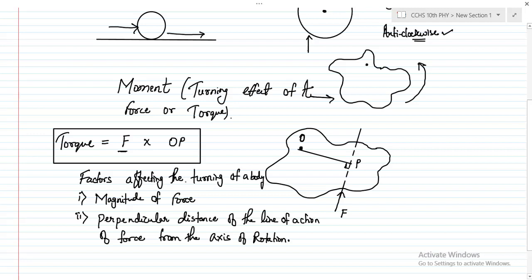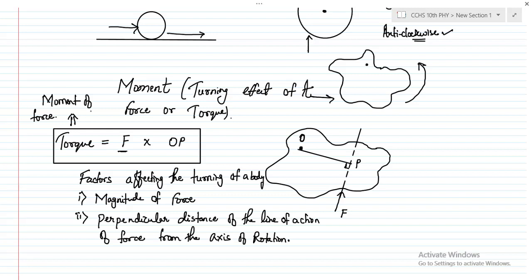And this product is also called the moment of force. So add it, moment of force. And this is the way to measure the moment of force. So moment of force, or torque, is equal to the magnitude of force multiplied by the perpendicular distance of the line of action of force from the axis of rotation, or you can add, from the pivoted point.